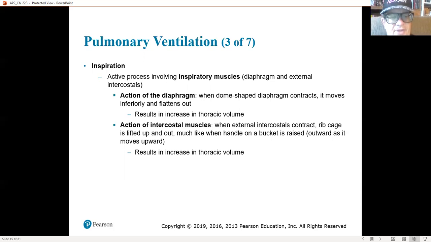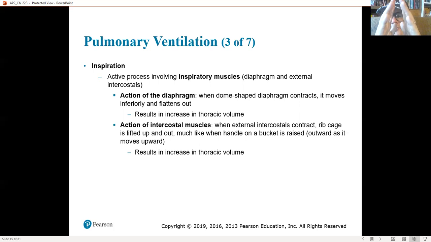Inhalation will happen. The intercostal muscles, when they contract, the sides of the rib cage are lifted away from the midline of the body. The sides of the rib cage move laterally and upward, as when the handle of a bucket is raised outwards and it moves upwards. But the point is easy to see. Look at the space between my hands. If we go like this, there's more space between my hands.